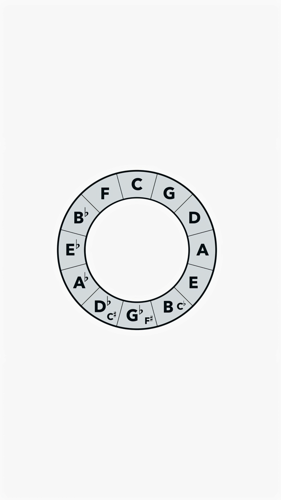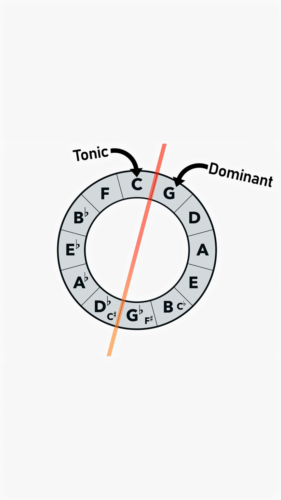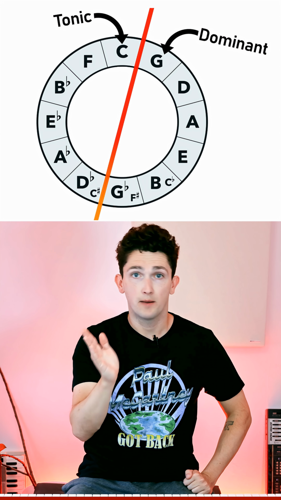Basically, you take the circle of fifths and you cut a line down between the tonic note and the dominant note. So if we're in the key of C, the tonic note is C, the dominant note, the fifth note of the key, is G. So we cut a line through the circle of fifths between those two notes. And now that is our mirror.